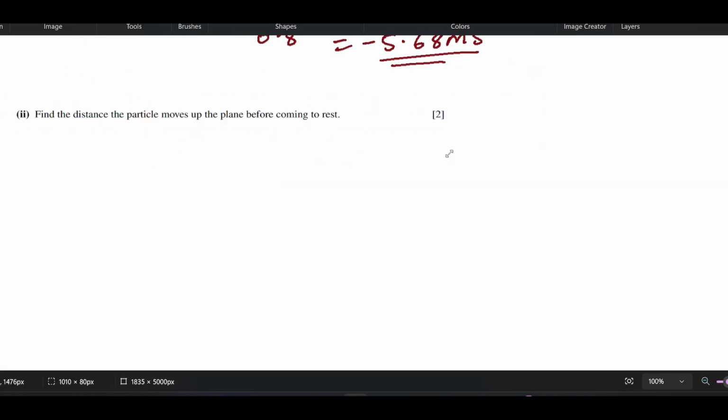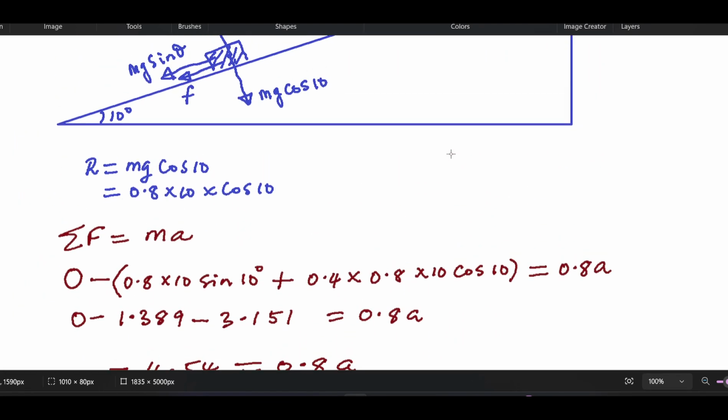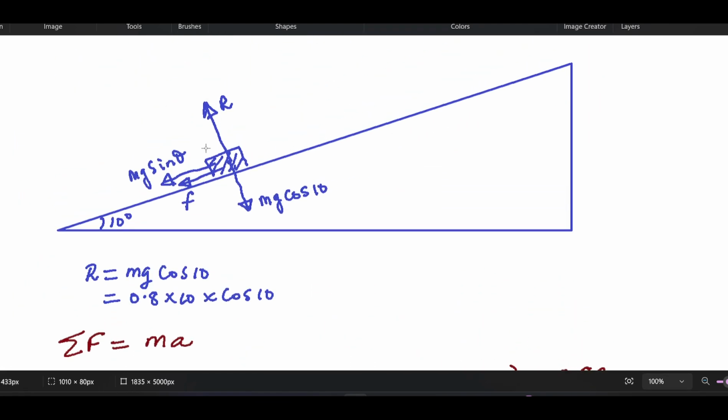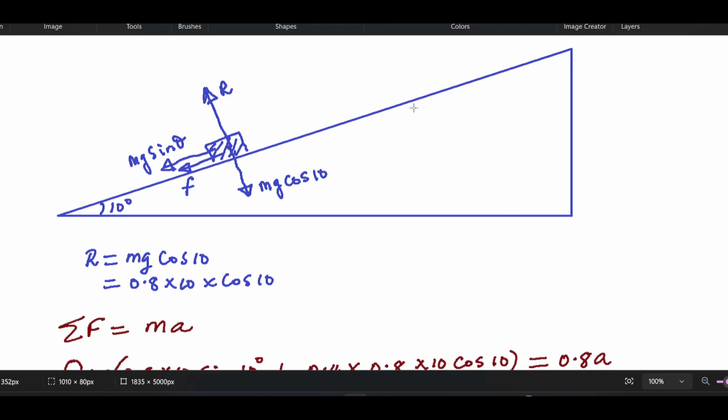In part 2 of the question, we are asked to find the distance the particle moves up the plane before coming to rest. So if we go back to our diagram, we are thinking of the fact that this particle, which is decelerating, will come to a stop at some point here and would have covered a certain distance along the slope to get to that point. Any particle that stops has a final velocity of 0.